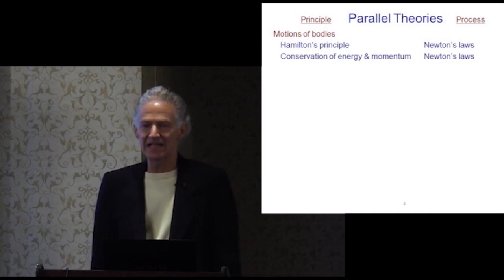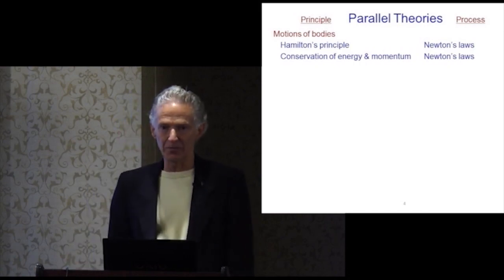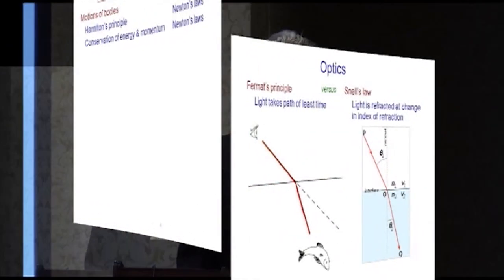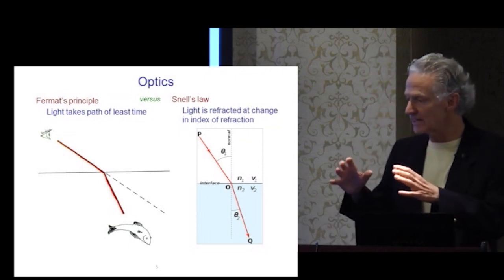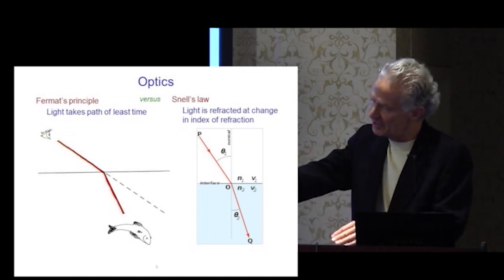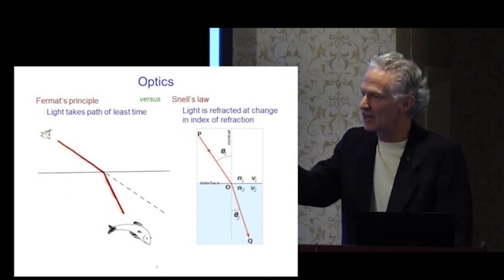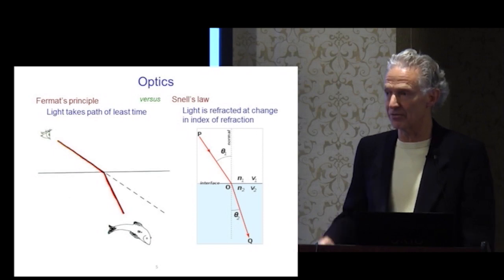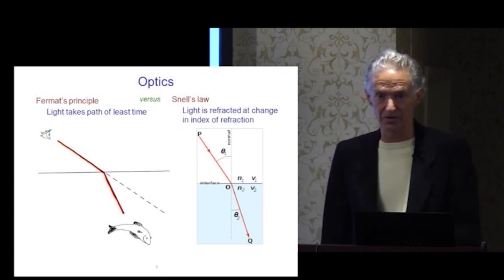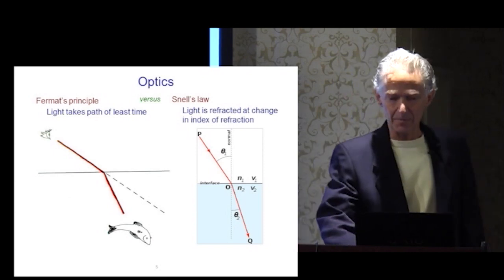Let's keep going. In optics, we learn Fermat's principle. So Fermat's principle says that light takes the path of least time. So if we're looking at a fish in a pond, the path that the light takes makes a bend because light travels faster through air than through the higher index medium of the water. And so we can tell the path that way.